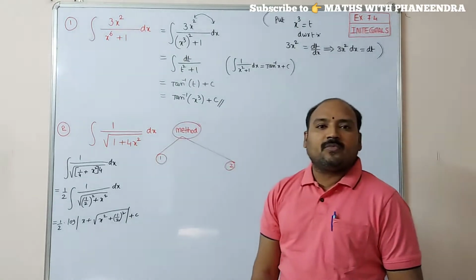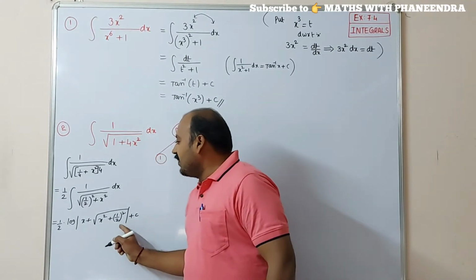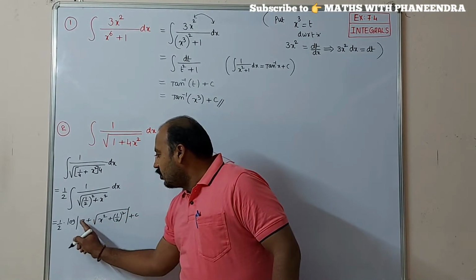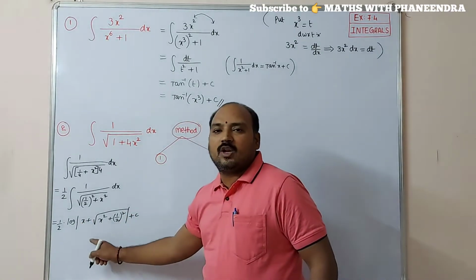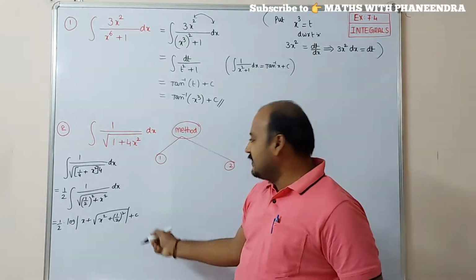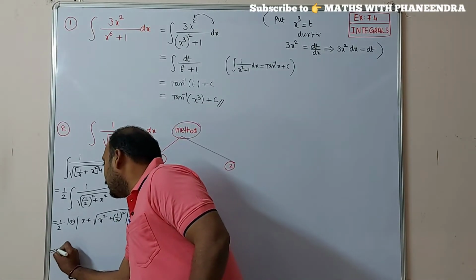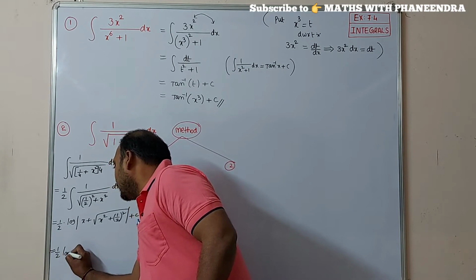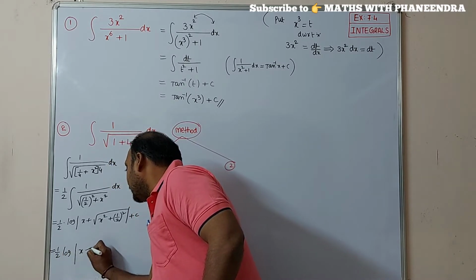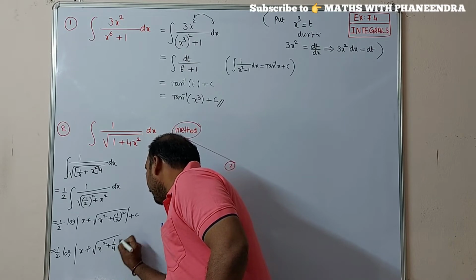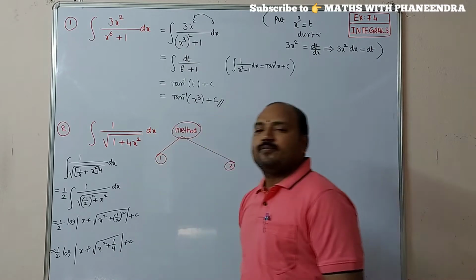plus c. Even if you want to simplify, you can simplify. So here 4x square plus 1, here 4 will come by 4. Log 4 also we can consider as a constant. We can leave it like this. So half into, if you want to simplify you can simplify, otherwise you can leave it: x plus square root of x square plus 1 by 4 plus c.